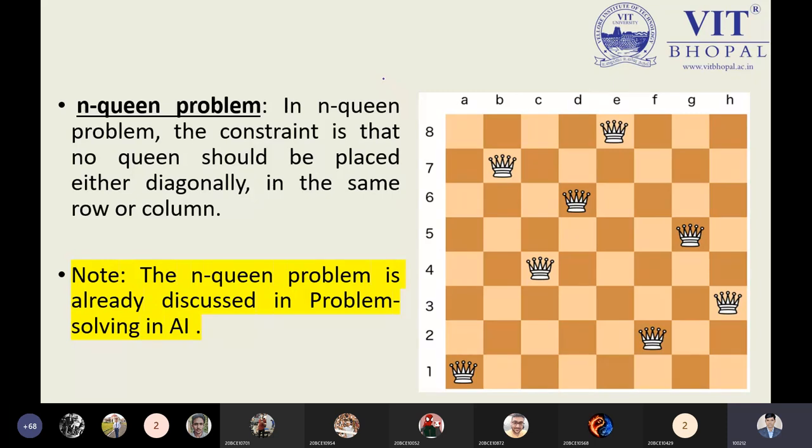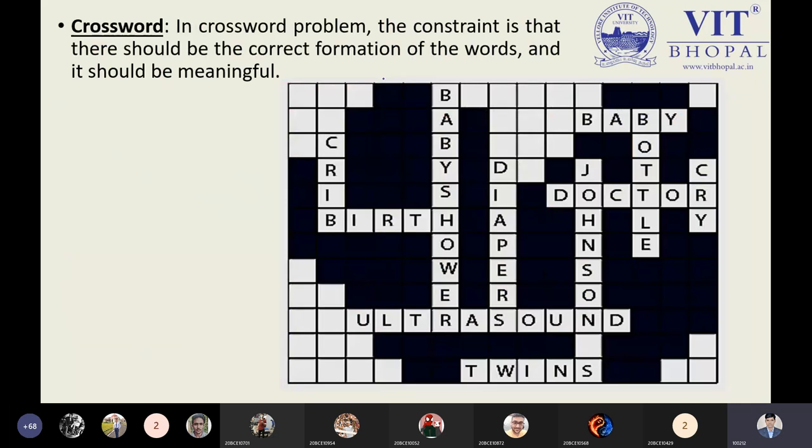So the n queen puzzle problem and the n puzzle problem that we have seen, that is known as the 8 puzzle problem. So we have already discussed that. I am highlighting with yellow color the n queen problem and the 8 puzzle problem we have already discussed, so I'm not going into this part right now. Crossword. There's a real application, another application where CSP is again more applicable.